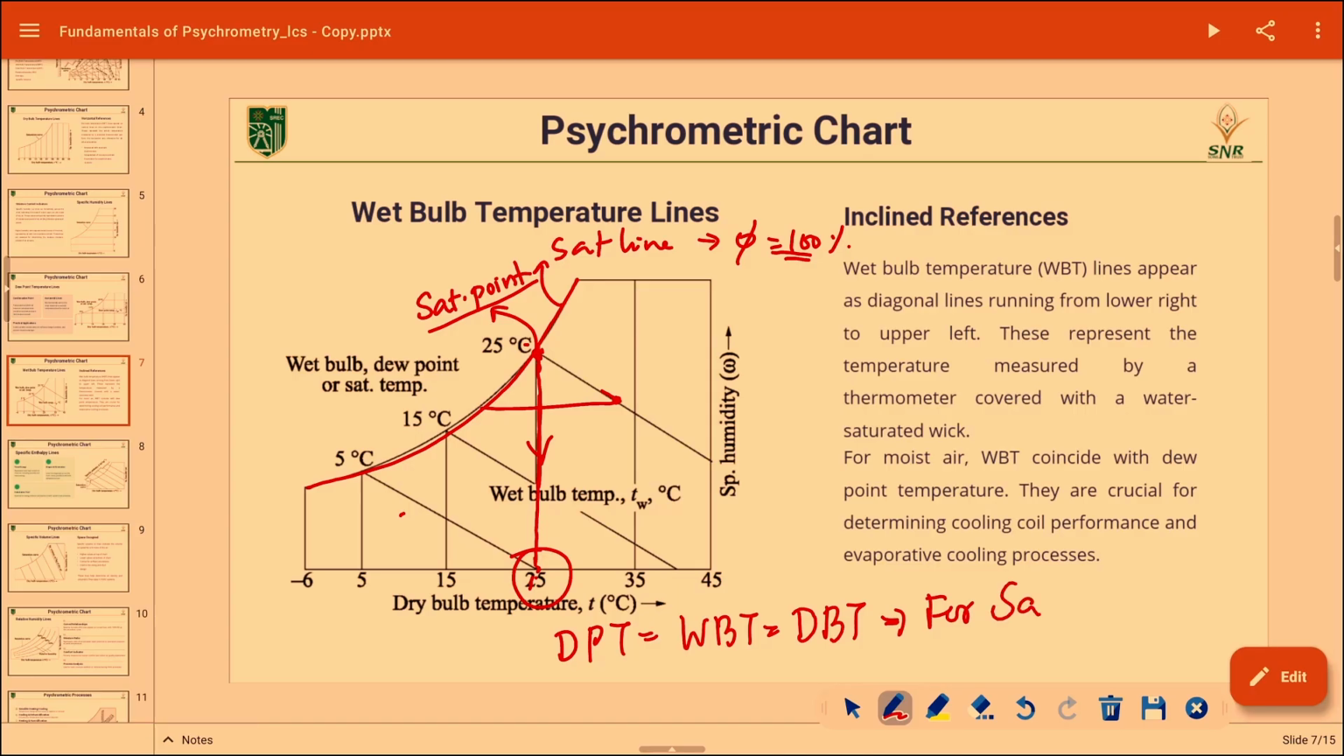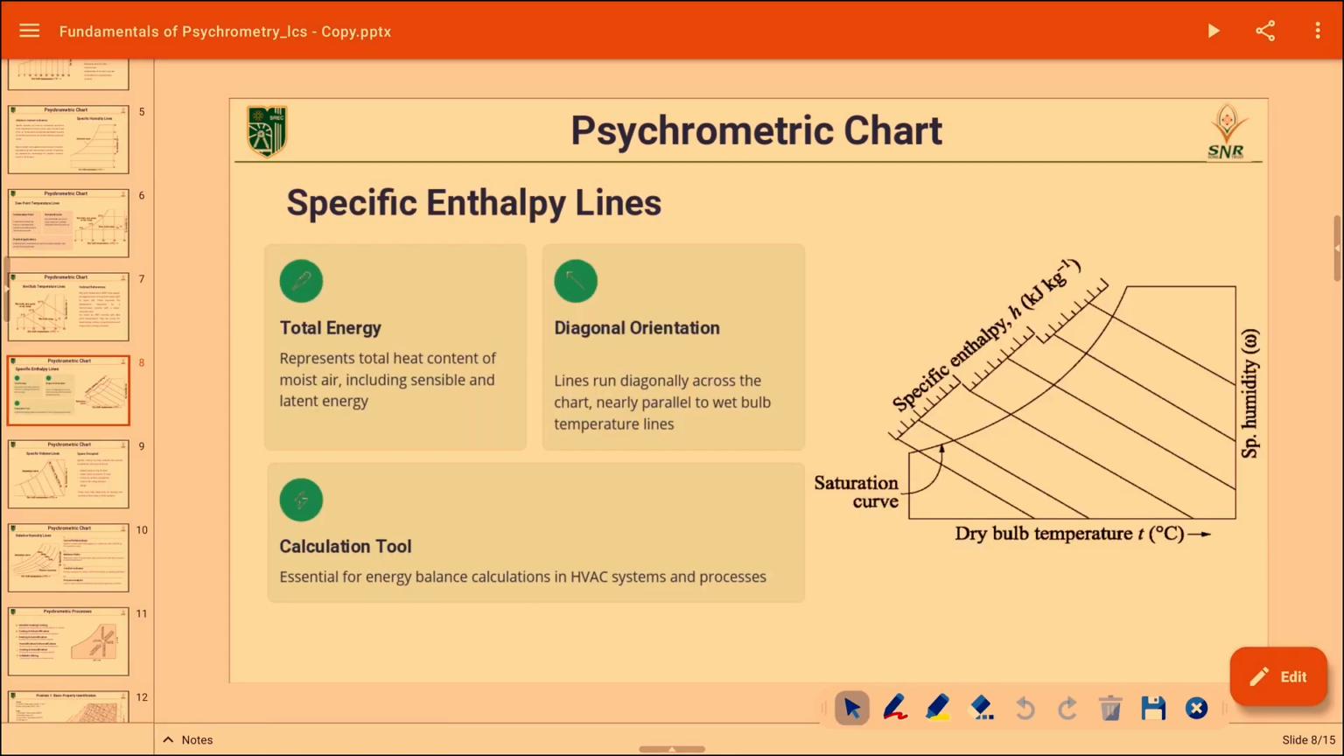for saturated air, right. Next, specific enthalpies.